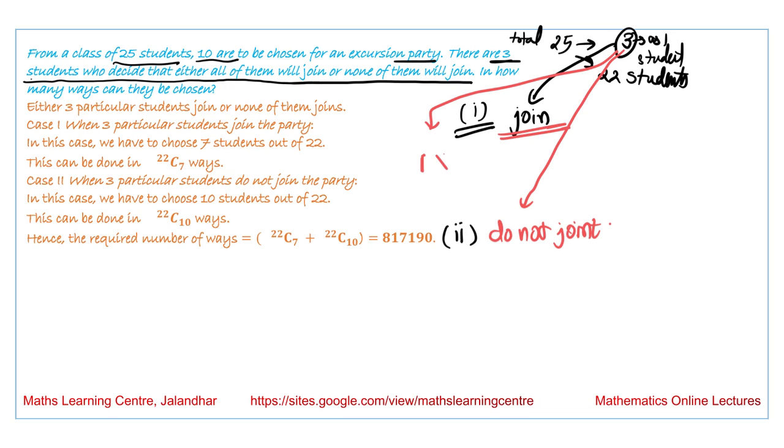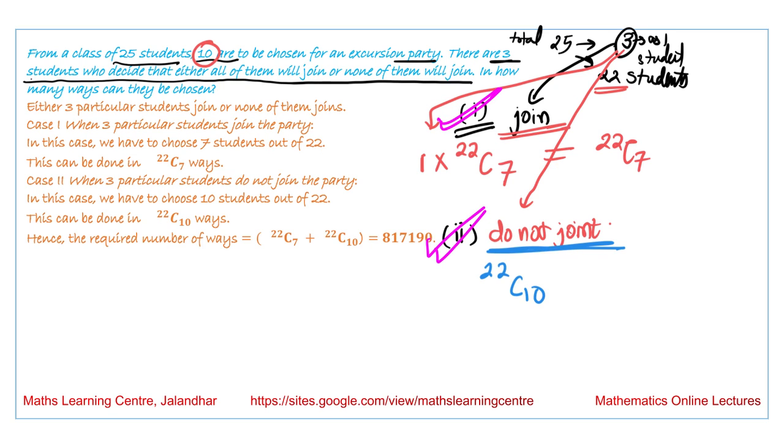Now out of the remaining 22 students, we have selected 3 students, we have to select 7 students. So we are saying that the total number of cases we have is 22C7. In the second case, we are saying that if these 3 students do not join, it means out of the 22 students, we have to select 10 students. Again, either this case can happen or this case can happen.